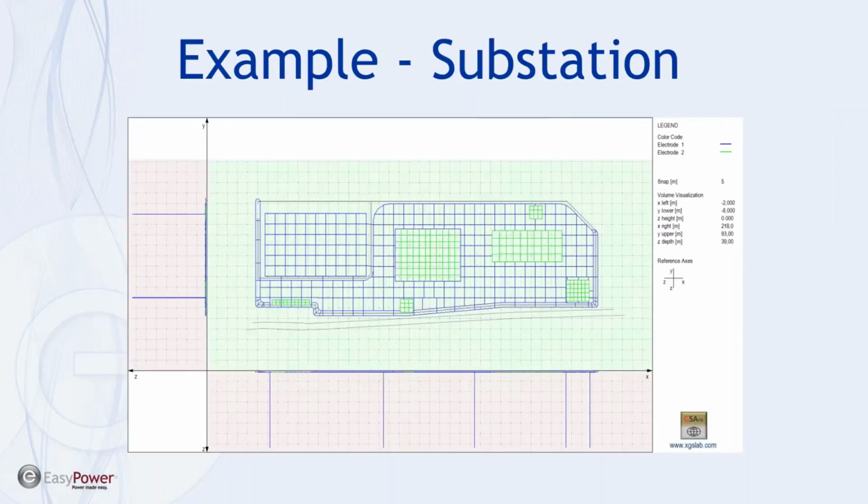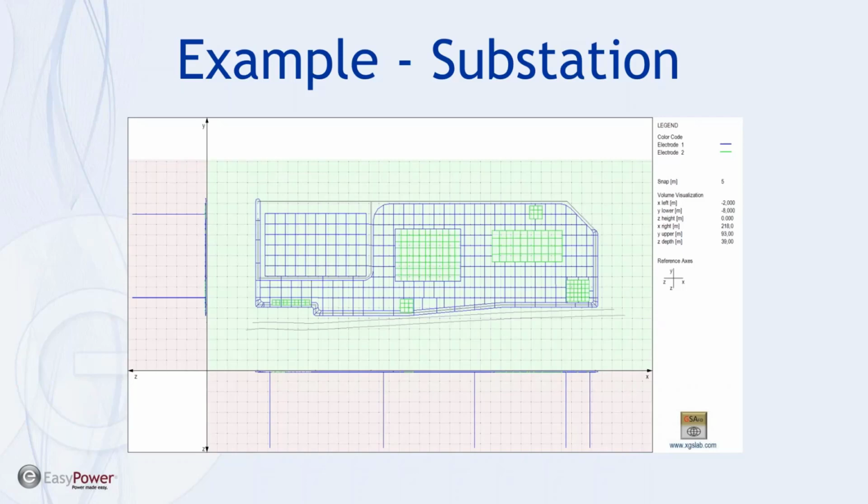Jumping right into examples now, we can see an example substation grid layout. This is just showing the below grade conductors for a substation. We're not modeling anything above grade at the moment. The blue is the grid, so consider that maybe 4-aught copper or something like that. And the green are the foundations. You can see that the foundations in this case are bonded to the grid in certain locations. The green in the foundations represents the actual rebar inside the foundation.